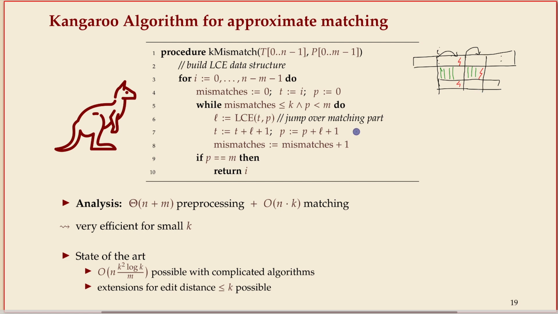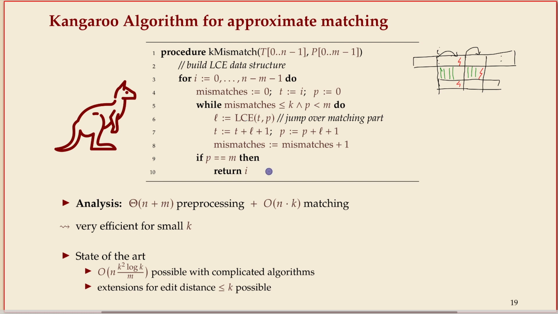By doing this, I can do at most k steps, and no matter how long the pattern is, after time proportional to k, I know whether I found the end of the pattern. So I could match the entire pattern with at most k errors, or not, because I'm still in the middle of the pattern. I ran out of mismatch budget. So the algorithm is fairly simple. The only tricky bit is in the implementation of LCE, the black box.